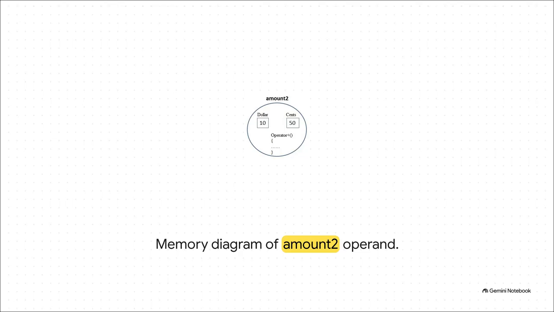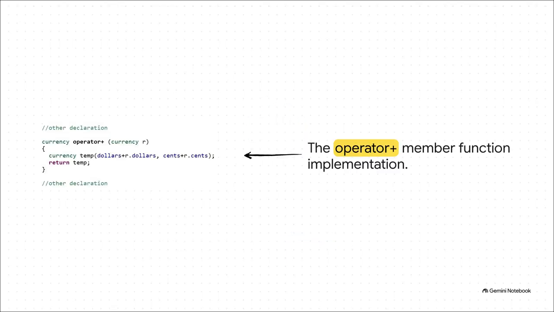The grand goal here? We want to seamlessly add amount2 to amount1, using just a standard, beautiful plus sign in our main program, instead of having to call some clunky, ugly function like add amounts. And here is where the magic actually happens. When the compiler sees that plus sign sitting between two of our currency objects, it immediately triggers that specific operator plus member function we defined.